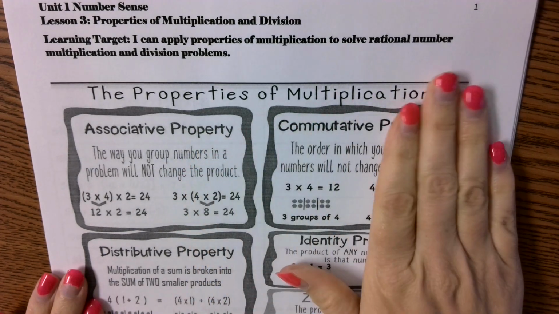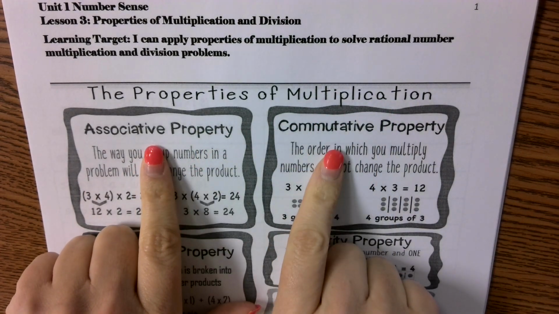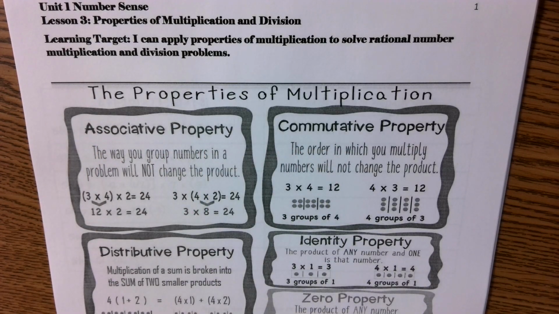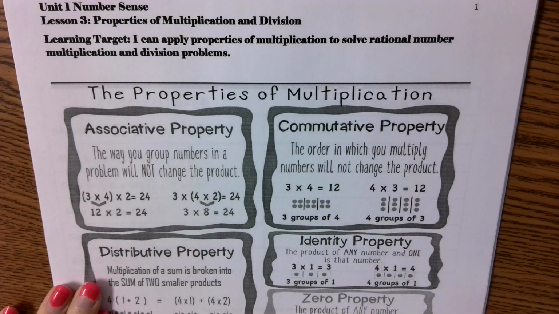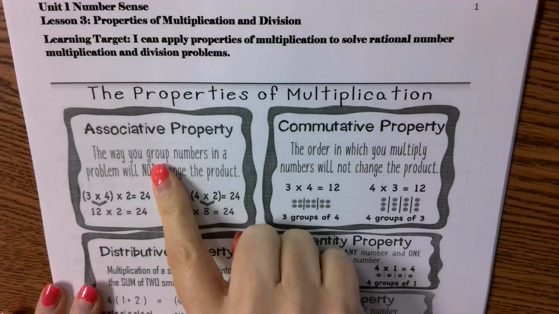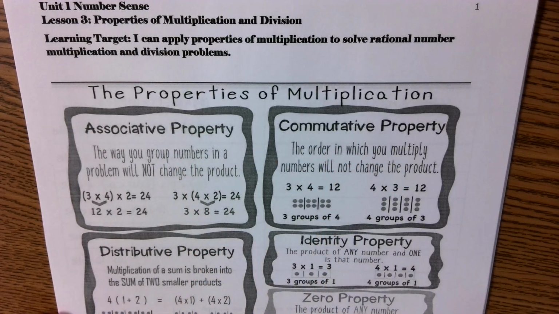Okay, so properties of multiplication, just like addition, we had associative property and commutative property. Remember, associative property is you focusing on the grouping. Commutative property is focusing on the order. Okay, so those are some things that you want to make sure that you're focusing on. Associative focuses on the grouping of the numbers. Commutative focuses on the order of the numbers.